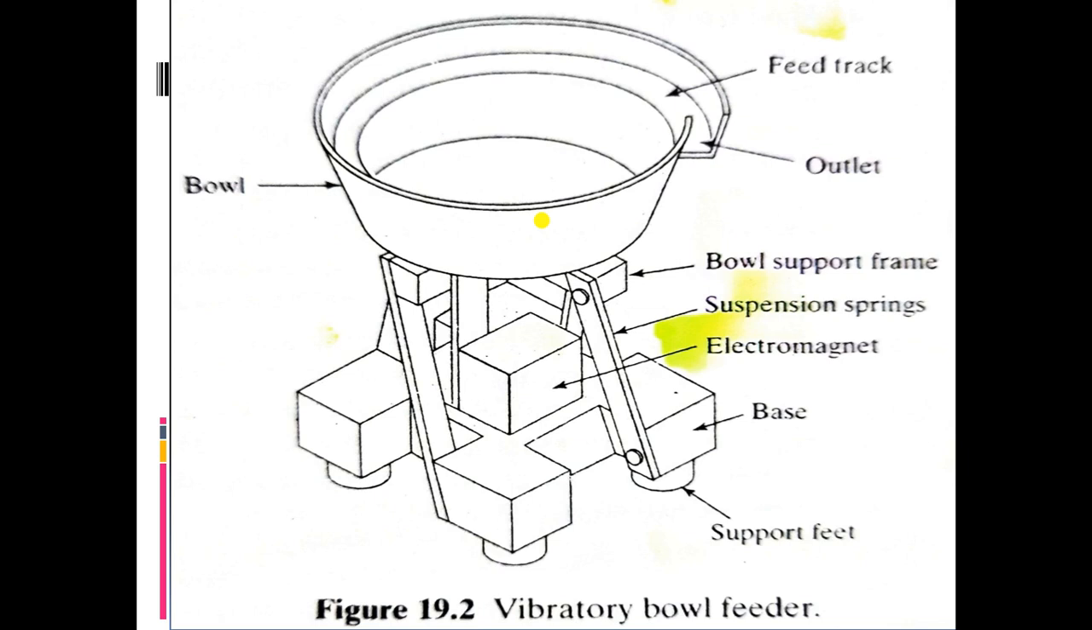Then parts feeder. Now this is a mechanism that removes the components from the hopper one at a time for delivery to the assembly workhead. The hopper and parts feeder are often combined into one operating mechanism. A vibratory bowl feeder, shown in this figure, is a very common example of a hopper feeder combination.